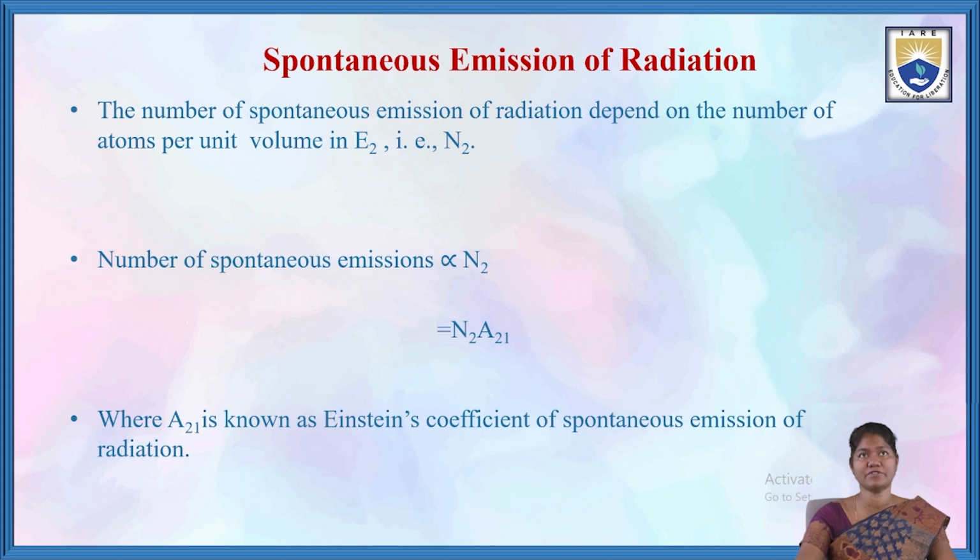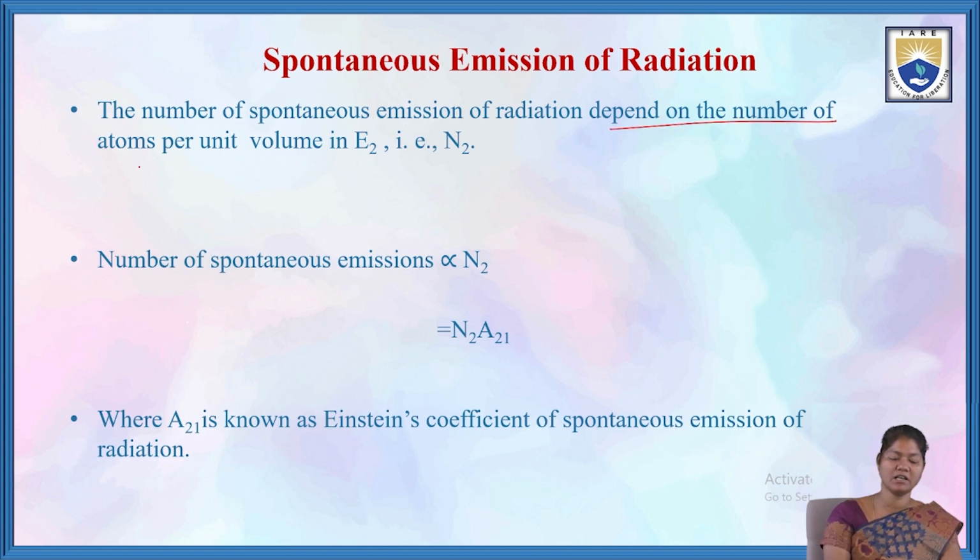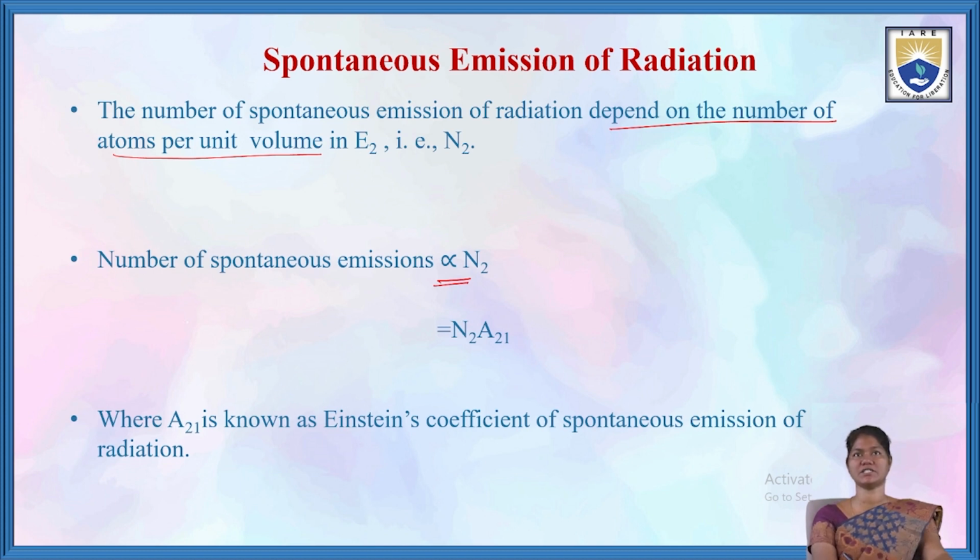In spontaneous emission of radiation, the number of spontaneous emissions depends upon the number of atoms per unit volume in E2. That is N2, so the number of spontaneous emissions is proportional to N2, where N2 is the number of atoms per unit volume in the energy state E2. It is equal to N2 A21.